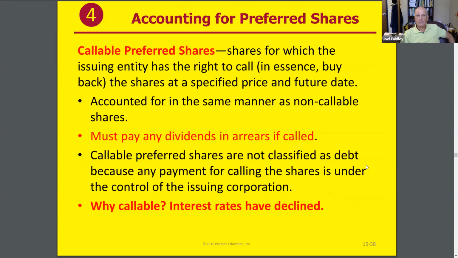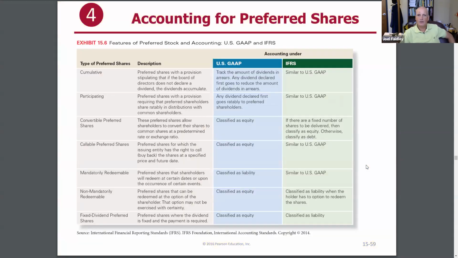Callable preferred shares: if it's in arrears, meaning I haven't been able to pay my dividends, I've got to catch that up before I call that in. And again, why do you have preferred stock potentially callable if interest rates have declined? Why keep paying a high dividend rate if you don't have to? To make your stock price go up, the fact that you're paying a high dividend.